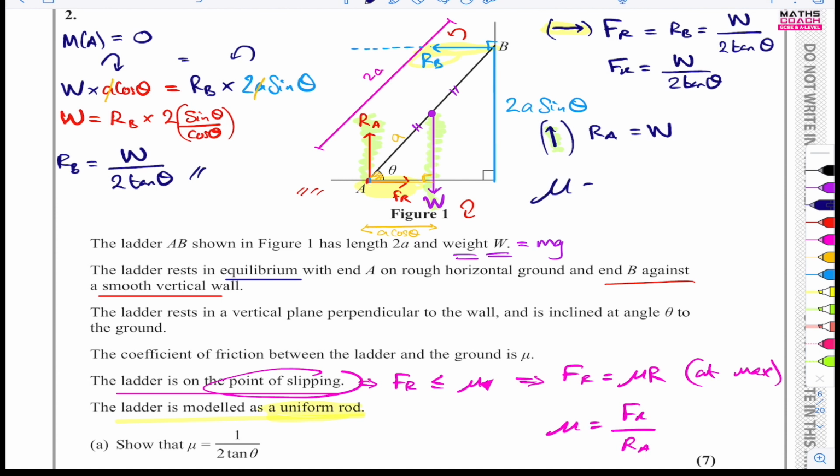So mu therefore is going to be the frictional force, that's W over 2 tan theta, divided by W. Or if we use your keep change flip, so times by W over 1 flips into 1 over W, and what happens with the W's? They cancel out, so mu is therefore 1 over tan theta, which is basically what we needed to show.